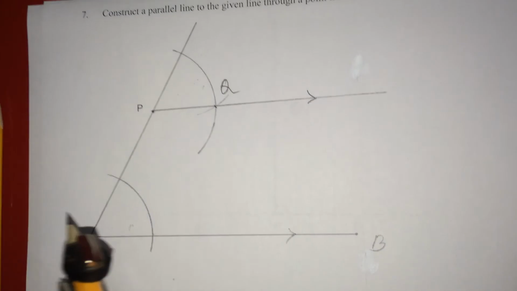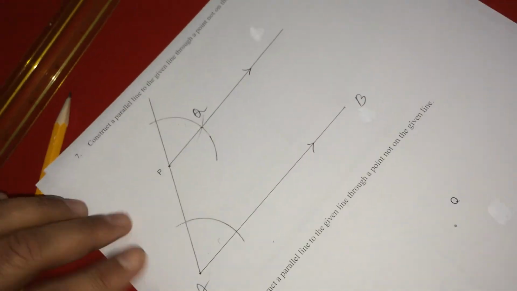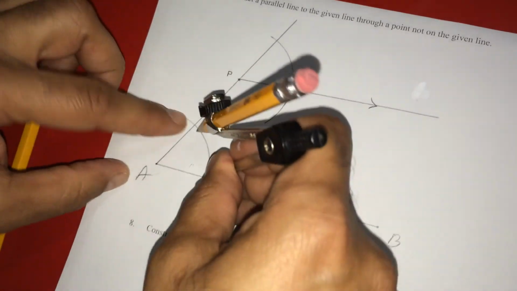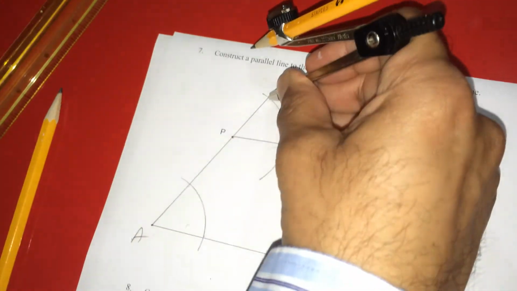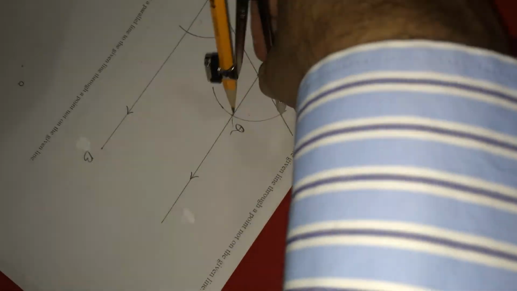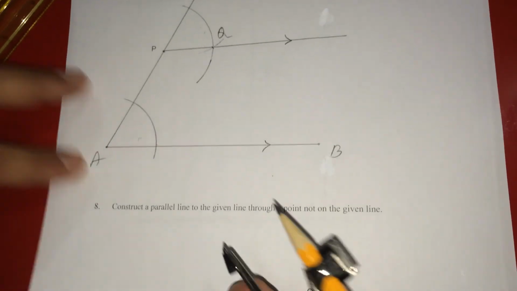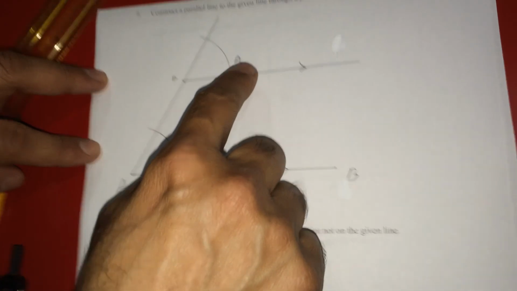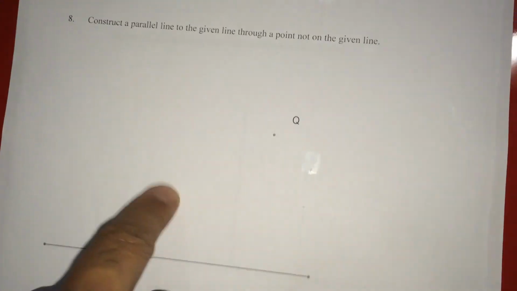So in the procedure, like this you first draw an arc with P as center, then lift it up and take this point and this point as the radius, and from here you cut this arc like this, and you can name it Q. And if you join PQ, definitely PQ will be parallel to AB. This is the procedure to construct a parallel line through a point which is not on the line. The same procedure you follow here too to construct the parallel line through Q this way. Thank you.